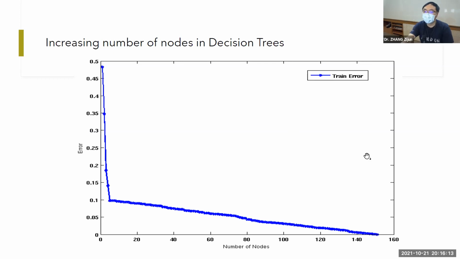So the error trend during the training, or growing, of the decision tree. This figure shows that we grow a decision tree model. The decision tree we talked about 3 weeks ago. So hope you guys still remember. It's kind of like this.